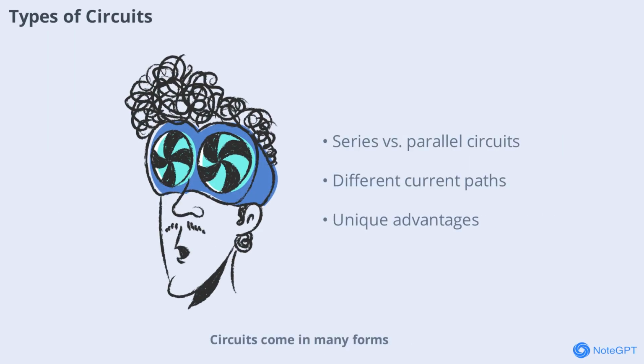Circuits come in many forms, but the two main types are series and parallel circuits. In a series circuit, components are connected end-to-end, so the current flows through each component one after another. In a parallel circuit, components are connected across common points, allowing current to split and flow through multiple paths. Each type has its own advantages and applications. For example, series circuits are simple and easy to design, while parallel circuits provide more reliability since one component failing won't break the entire circuit.